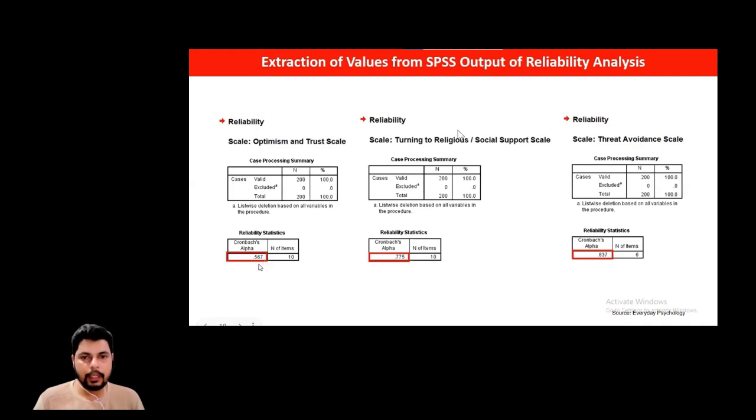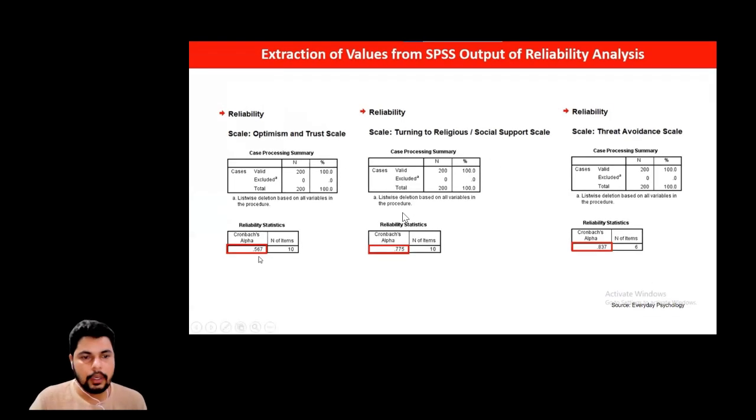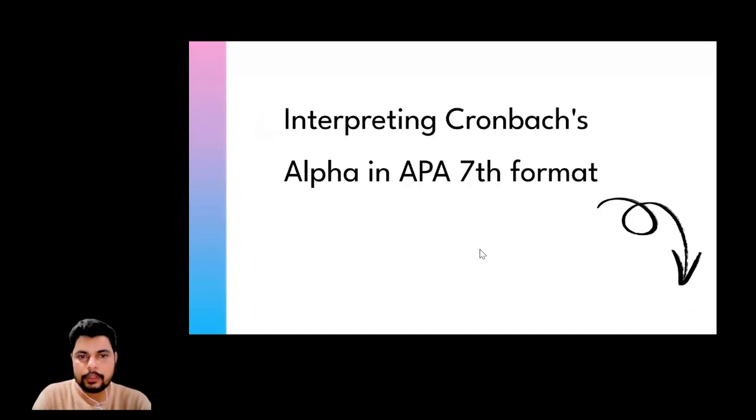But when we study, the value 0.7 is basically the best reliability. So we can say that the reliability of the Turning to Religious and Social Support scale is 0.7. So this is our best reliability. Otherwise, it also works on 0.5 or 0.8. So how do we interpret the Cronbach alpha in APA 7 format?